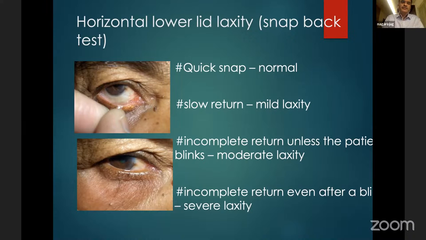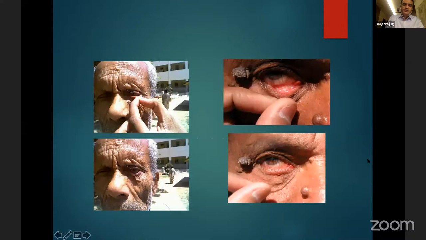Mild, the lid will return back to its normal position. Moderate, it takes a blink to go back to its normal position. Even with a blink, it doesn't go back, then it is a severe laxity. This is what you see. This is a normal lid laxity. Here you see, even after a blink, it doesn't go back. Okay.